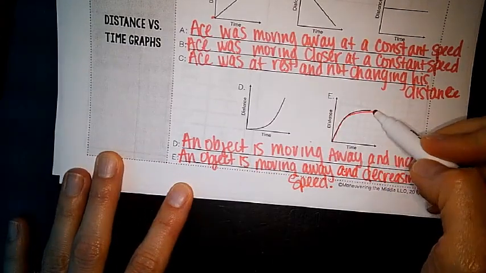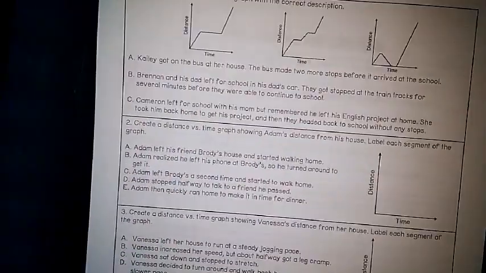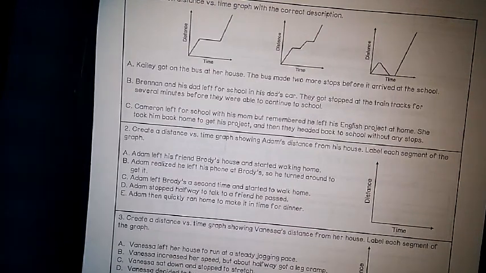Now we're going to match each distance versus time graph with the correct description. Now listen, the way that we're going to explain this is, are we moving away, closer to, are we stopping, standing still, what's happening? So everybody look at A. Kaylee got on a bus at her house. The bus made 2 more stops before it arrived at the school. So, let's look at the first one.